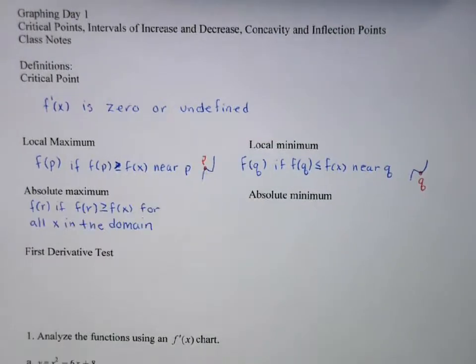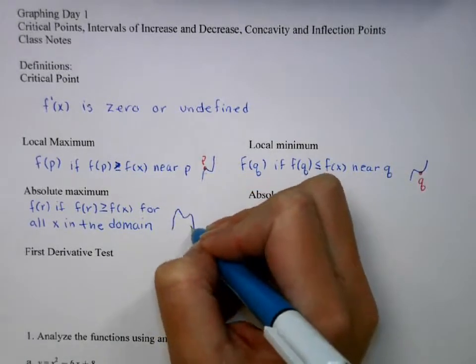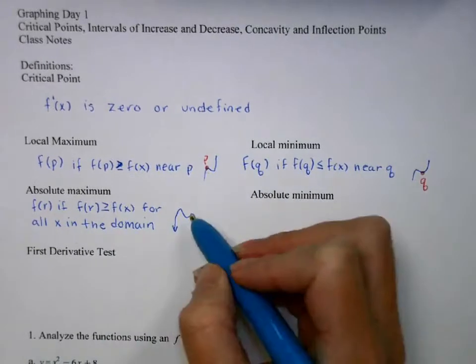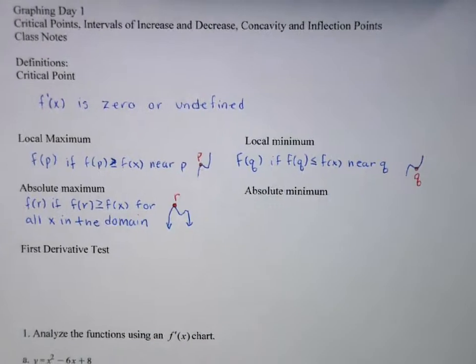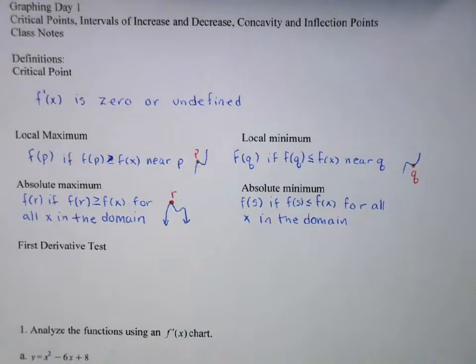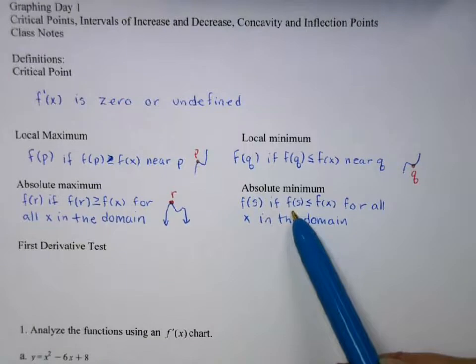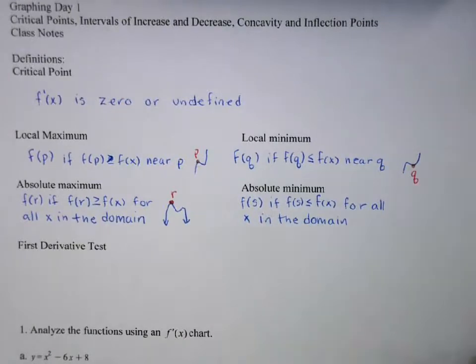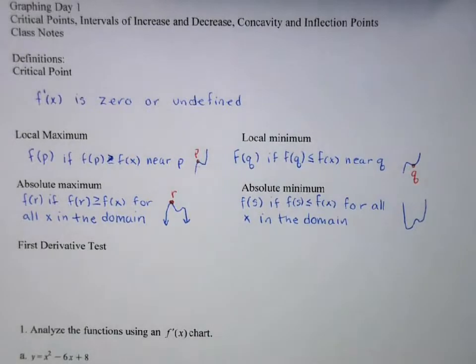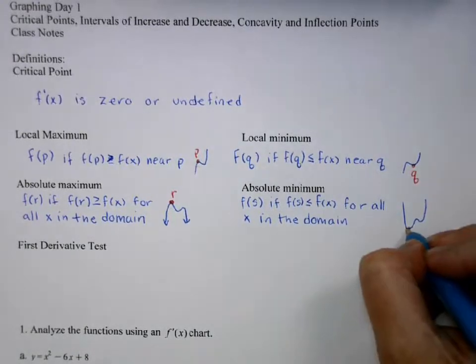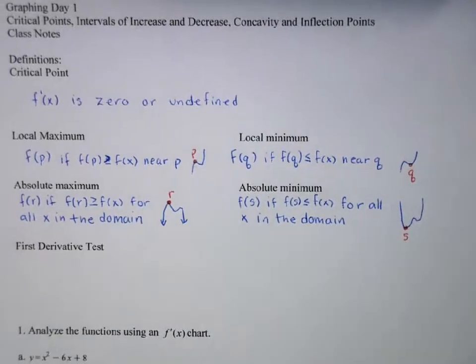Now, absolute max and min. An absolute maximum, f of r, if f of r is greater than or equal to f of x for all x in the domain. So if I had a graph like this, we have a local max here. This would be the absolute maximum, which makes an absolute minimum, f of s, if f of s is less than or equal to f of x for all x in the domain. So that would be an absolute minimum.